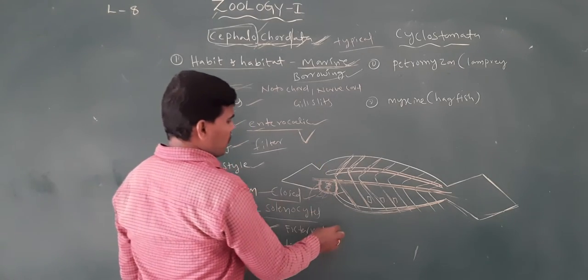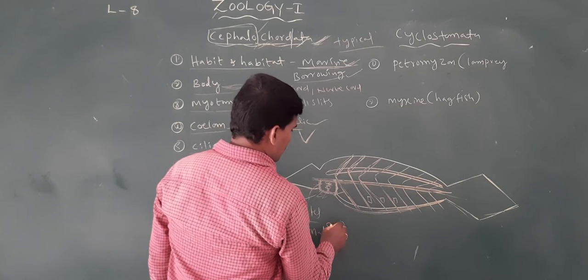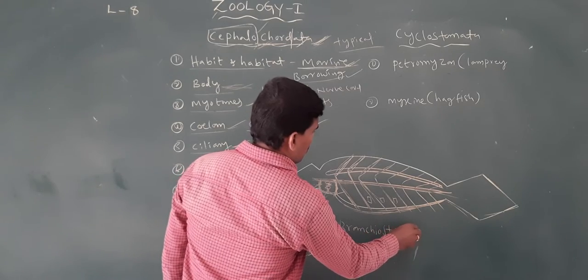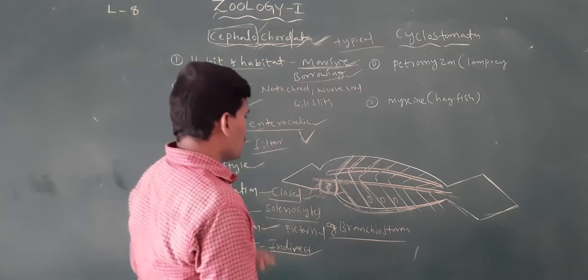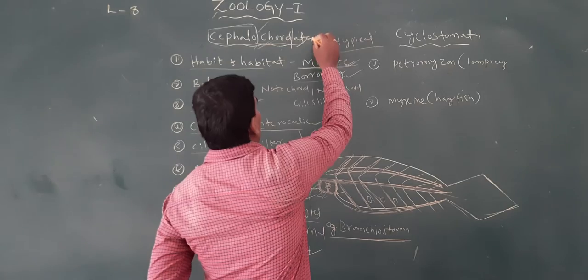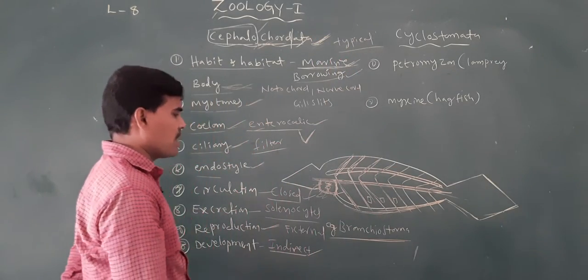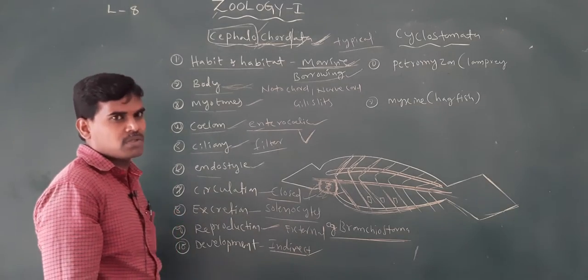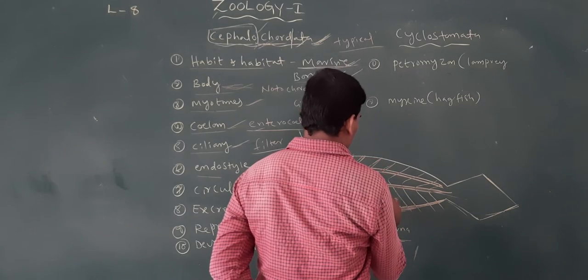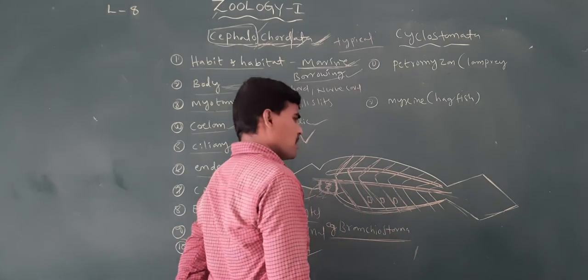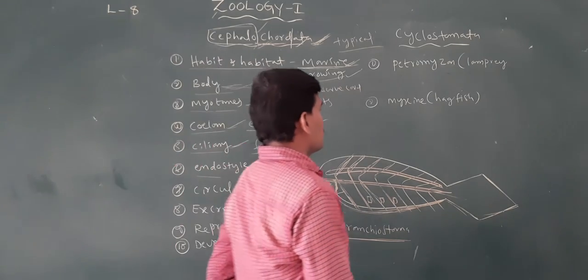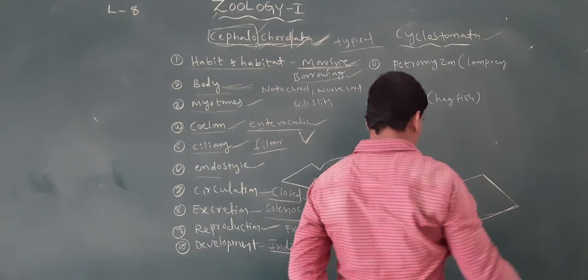A cephalochordate example is Branchiostoma, the Branchiostoma lanceolatum. In Branchiostoma, the male and female gonads are formed, and they produce male and female gametes. This is the cephalochordata. Next is another group, the cyclostomata.